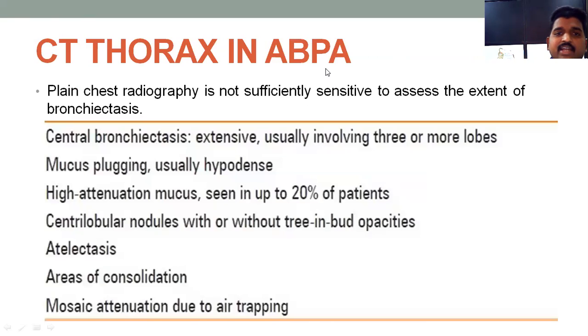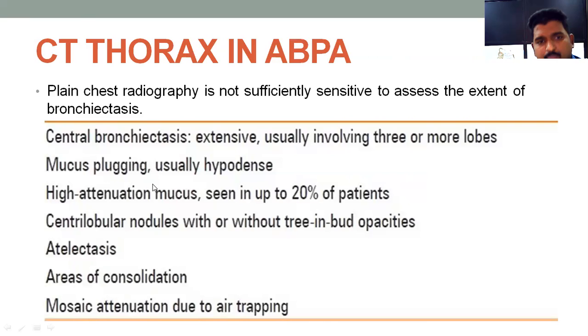And what are the CT findings that you get in ABPA? So chest X-ray is not very specific for the patient with ABPA. To diagnose ABPA with chest X-ray is extremely difficult. It is totally non-specific, whereas CT thorax gives some clue. So if you are seeing a central bronchiectasis, that gives some clue that you need to work up for ABPA. Extensive usually involves 3 or more lobes.